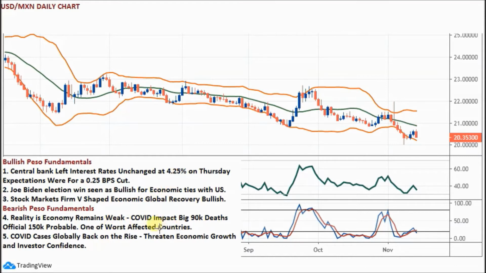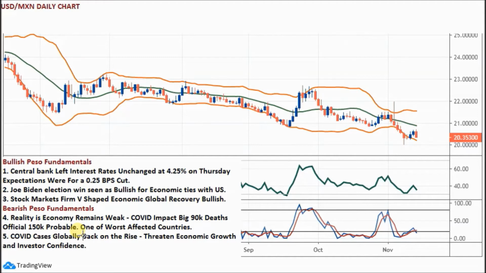And talking about COVID, the COVID impact in Mexico is pretty big. 90k official deaths reported, okay? But the authorities are now admitting their figures are probably wrong, and it's probably about 150k. So you've got Mexico as one of the most affected countries in terms of the virus.